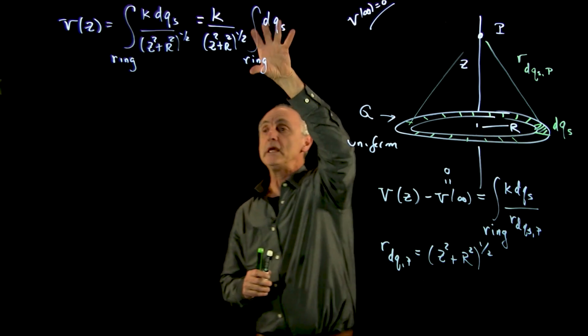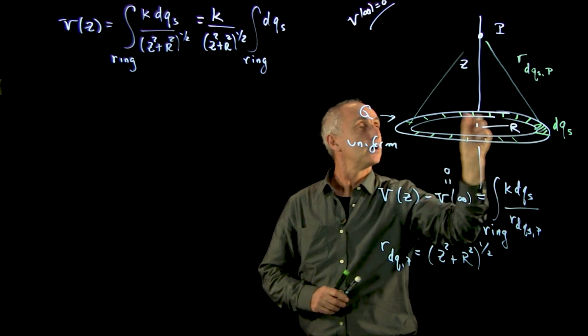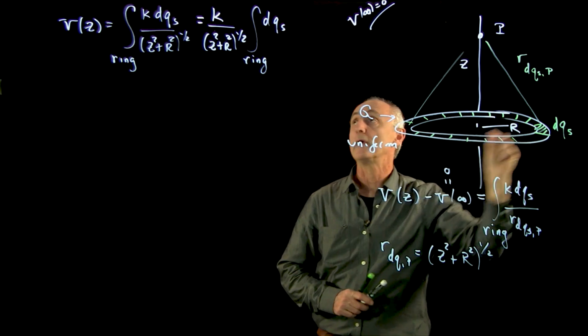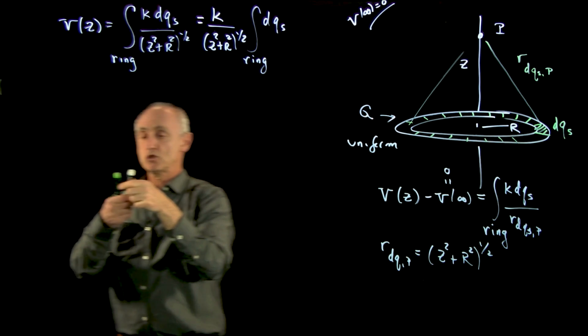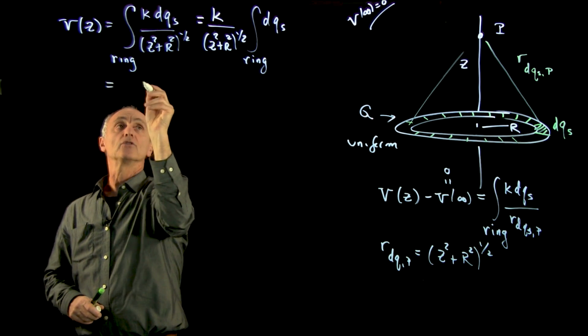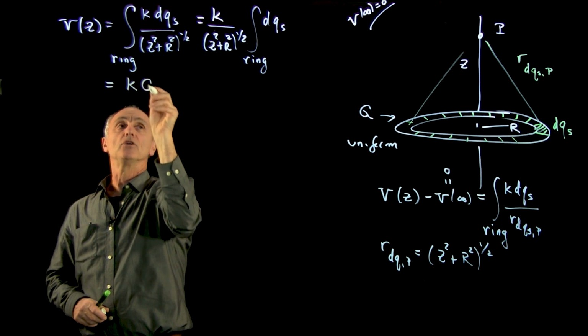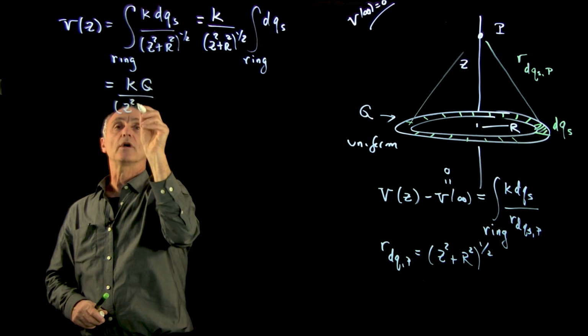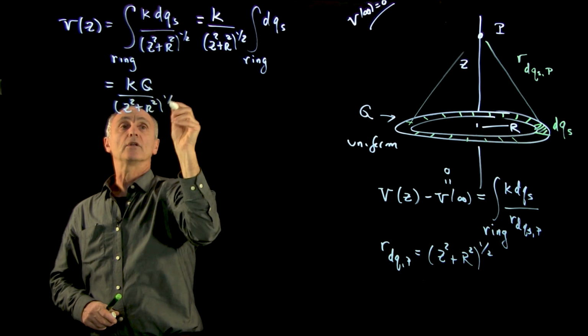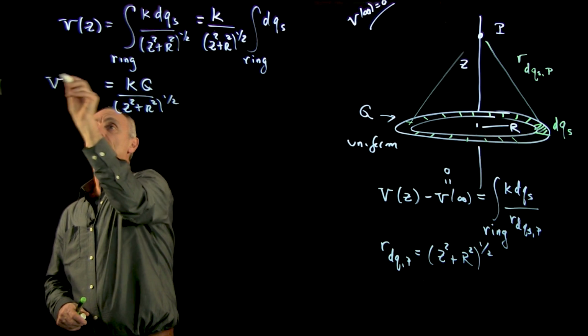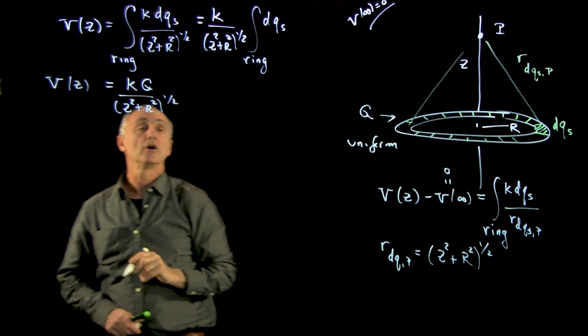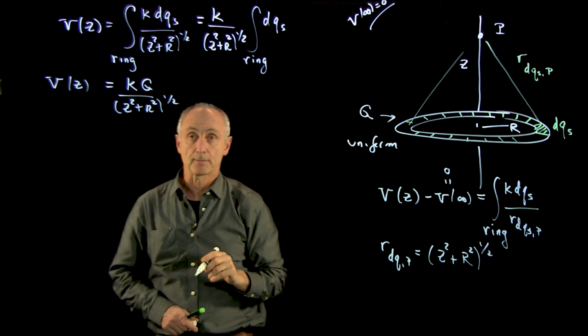And now, what does this integral mean? We're just adding up the charge as we go around the ring. And that's simply the total charge on the ring. So we have the result, kq over (z squared plus r squared) to the 1/2. And that is the potential function for the ring along the axis.